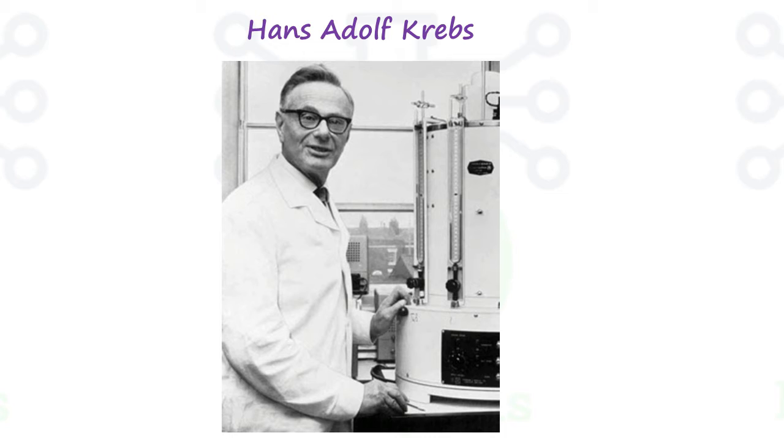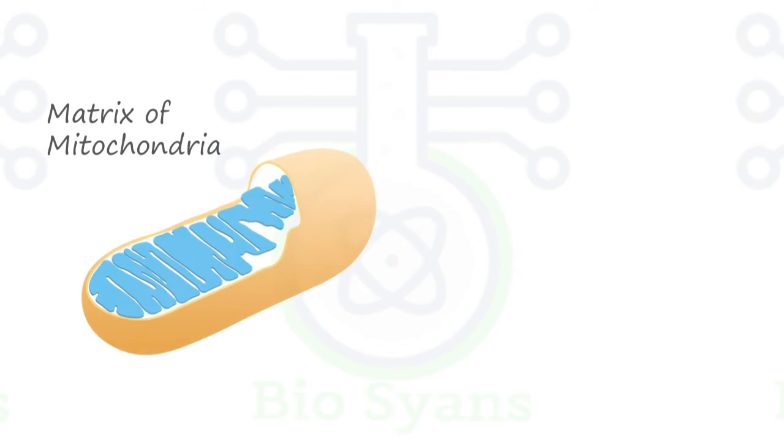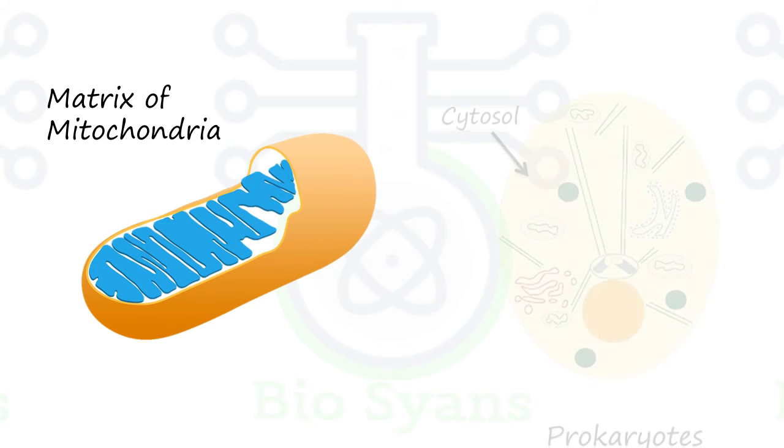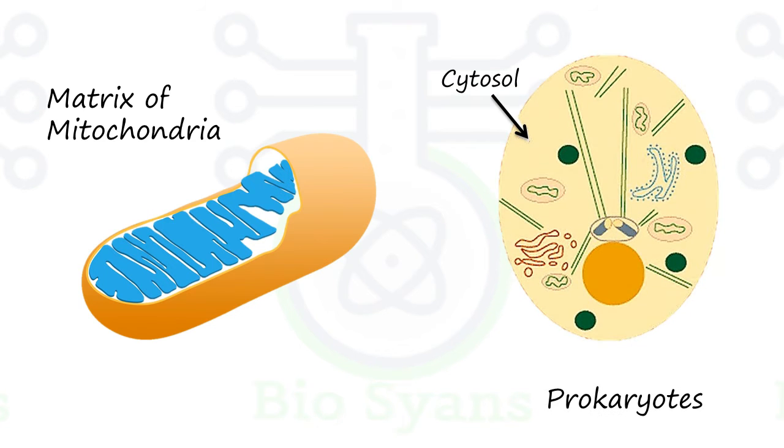It was discovered by H.A. Krebs, a German-born British biochemist who received the Nobel Prize in 1953. In eukaryotic cells, the Krebs cycle occurs in the mitochondrial matrix, whereas in prokaryotes like bacteria that lack mitochondria, the Krebs cycle occurs in the cytosol.